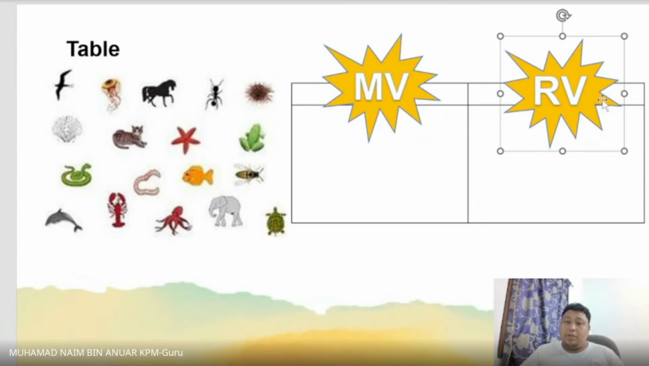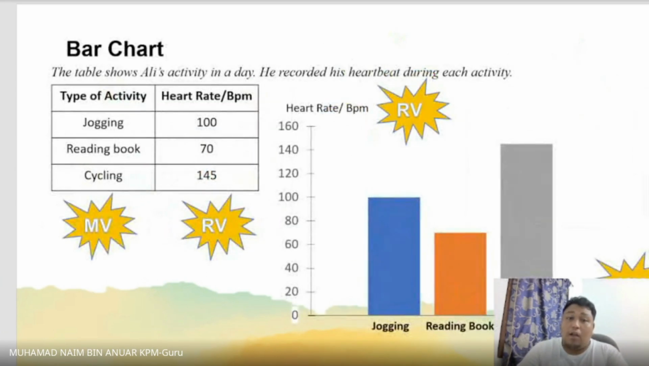Okay, in science, when you draw a table, on your left you must put MV, on your right you must put RV. That is the correct way to draw a table. If you don't use this way, your table is wrong. Example like this, a bar chart.